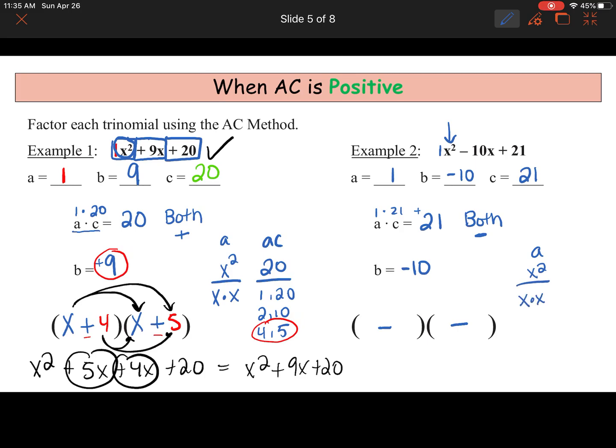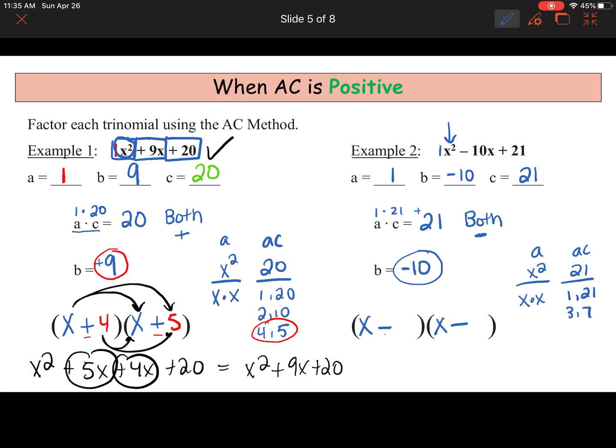and I factor. We know that x times x equals x squared, so I know x and x. And then I'm going to take my AC, which is 21, and I'm going to list out all the factors of 21. And if you don't know, you can go to GeoGebra and type in 21 divided by x. So we have 1 times 21, and we have 3 times 7.